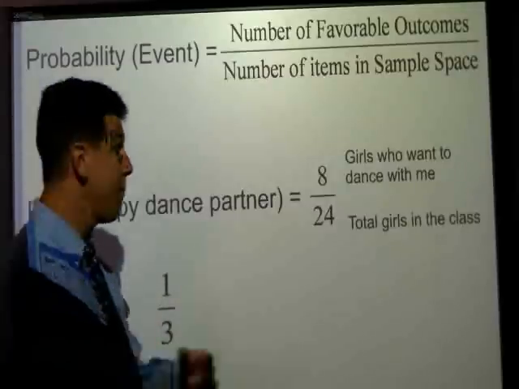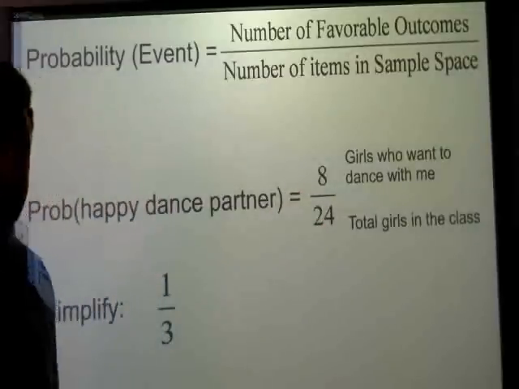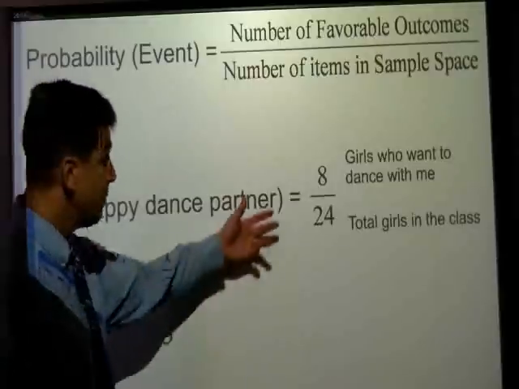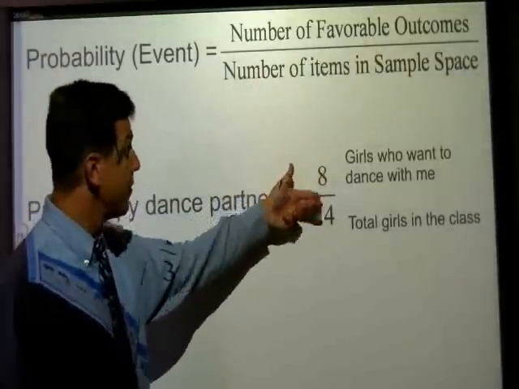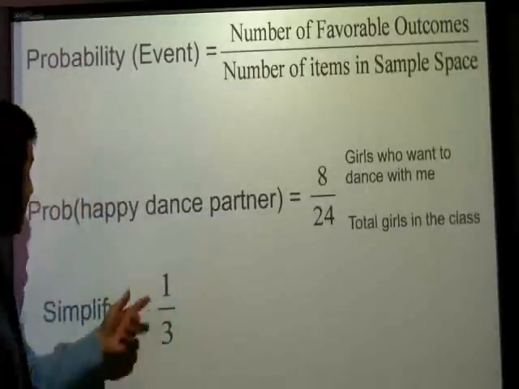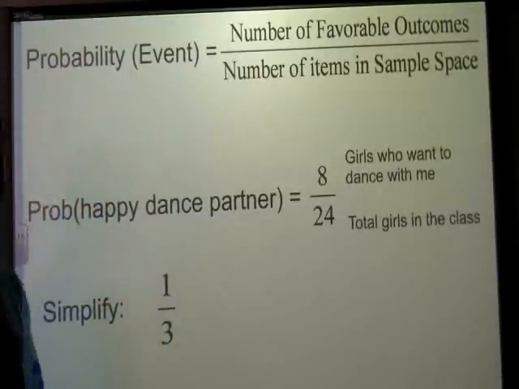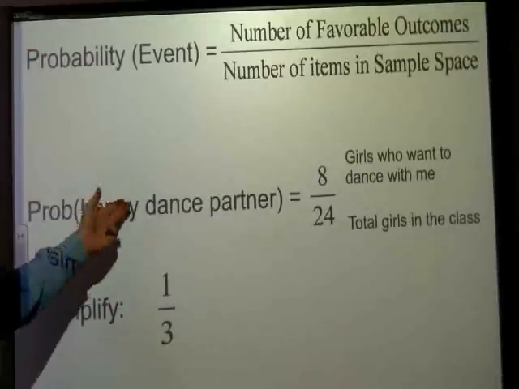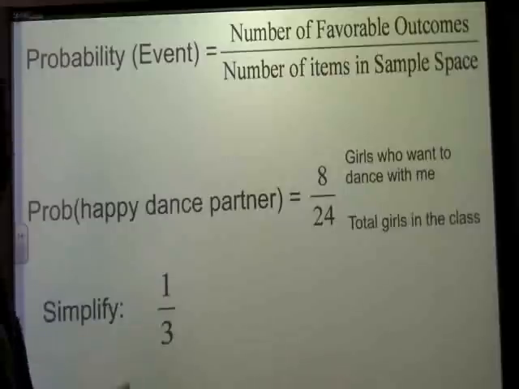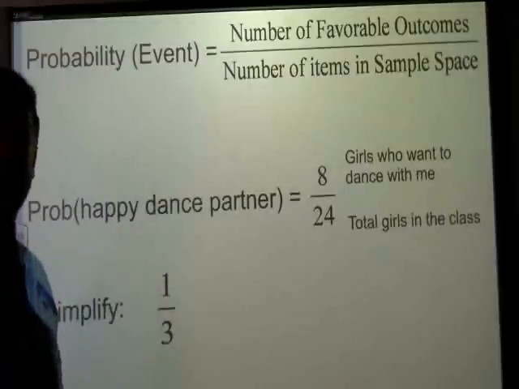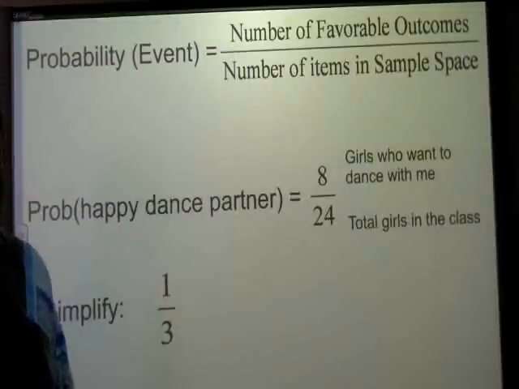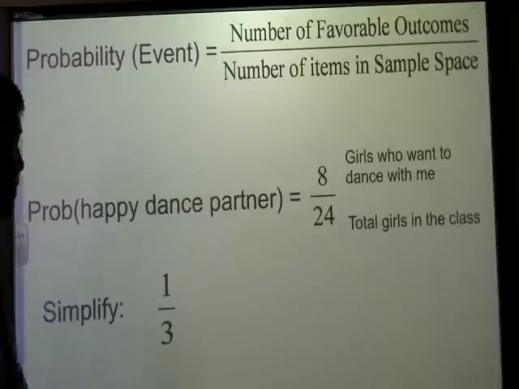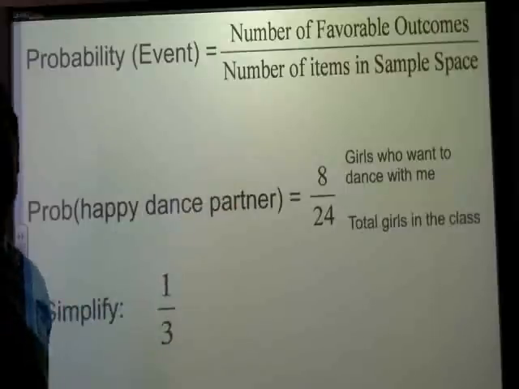Okay, we can simplify probabilities the same way we simplify fractions. So in this case, there's a common factor of 8 in both of those, so we can divide them both by 8. We end up with a probability of 1/3. It's about 33%, which means it is more likely that I do not have a happy dance partner than I do have a happy dance partner. So this is just your basic theoretical probability. Now, we don't know what's going to happen, but in theory, there's a 1/3 chance that I pick one of those girls.